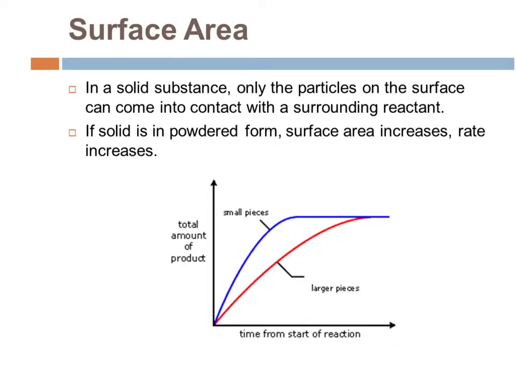The second factor that affects rates of reaction is surface area. So in a solid substance, only the particles on the surface can come in contact with the surrounding reactant. If the solid was in powdered form, the surface area effectively increases, meaning that the rate would increase.